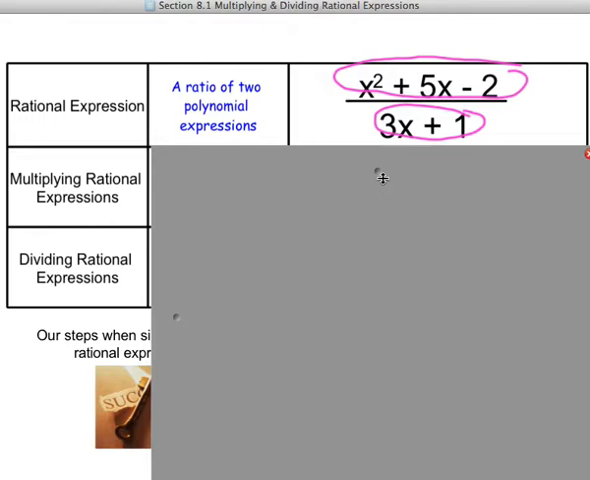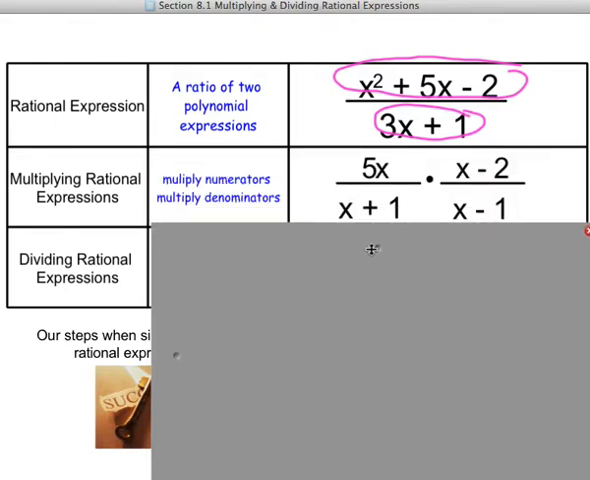When we multiply rational expressions, we'll be multiplying the numerators and then multiplying the denominators, and then we're going to simplify. So in this case, you would write 5x times x minus 2, all over x plus 1 times x minus 1. That's how you would multiply the rational expressions.